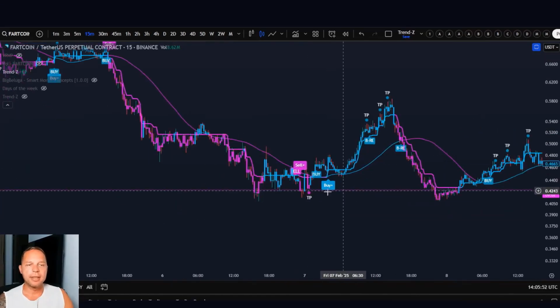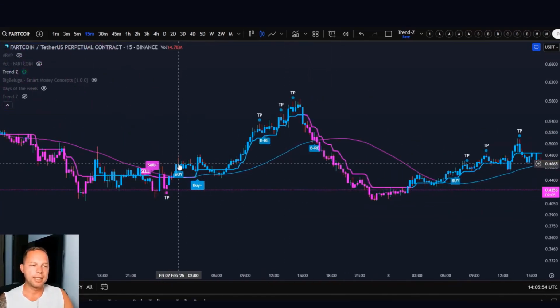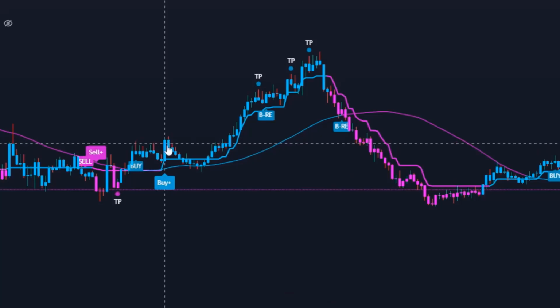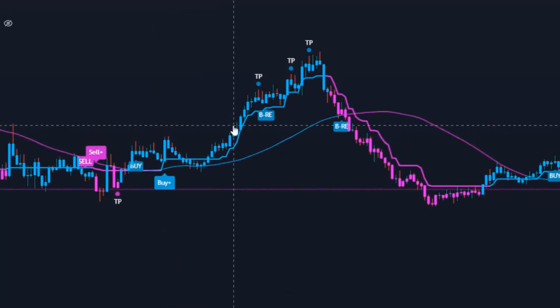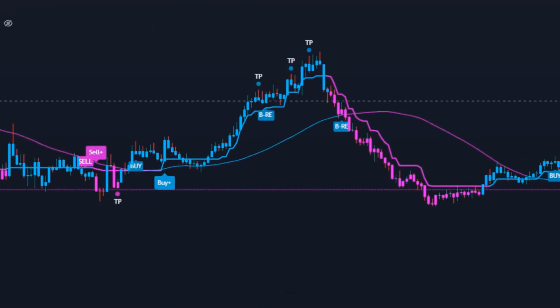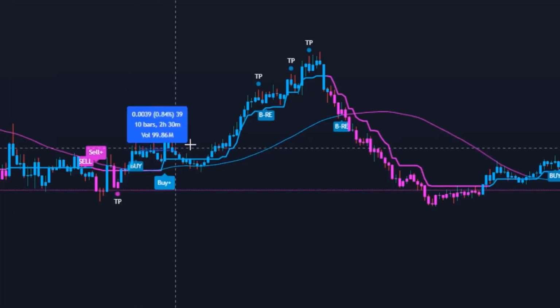Exactly, these re-entry signals are also included. Do I have a valid signal here now? For example, a buy signal here, another buy signal, and I have already entered here, taking a first take profit up here. Fartcoin is actually incredible when I look at this.